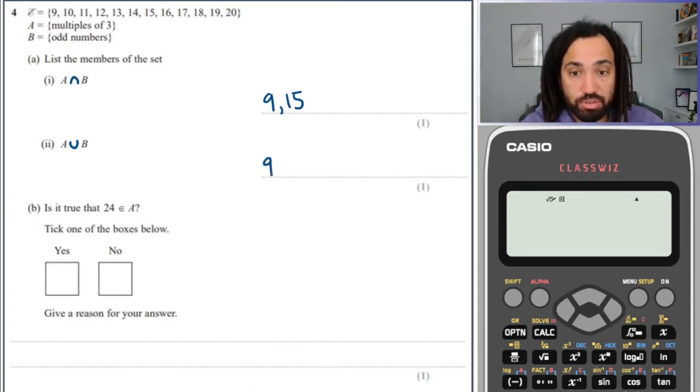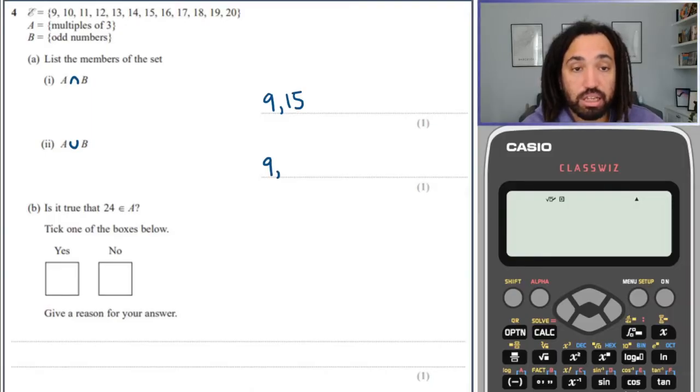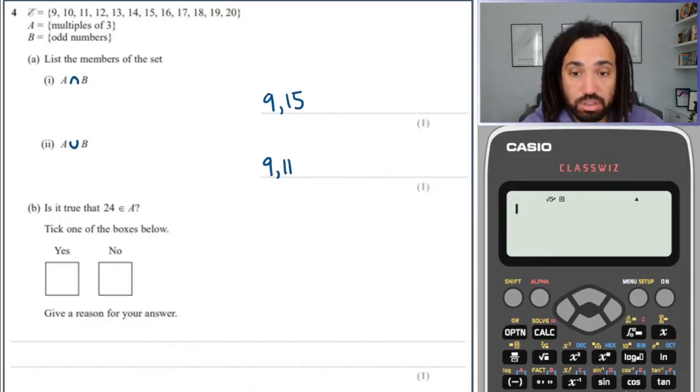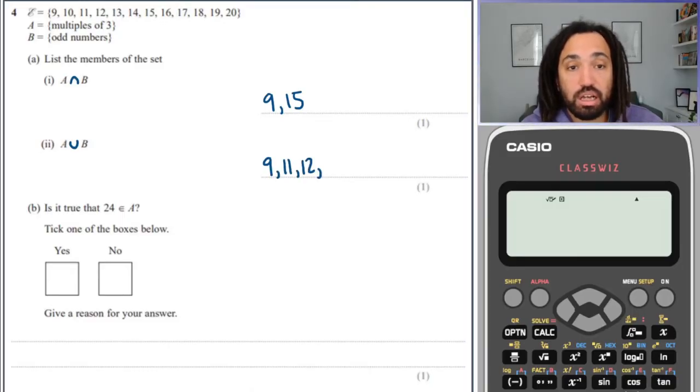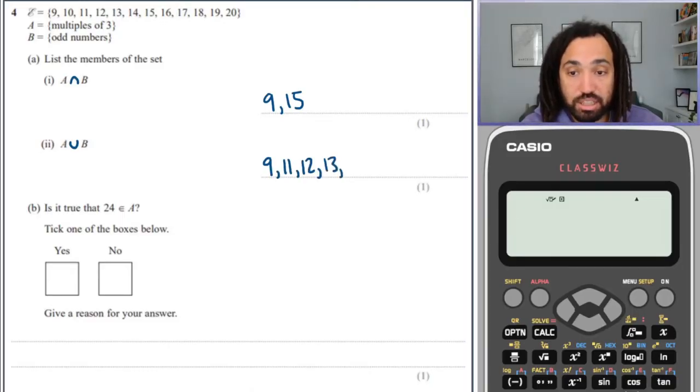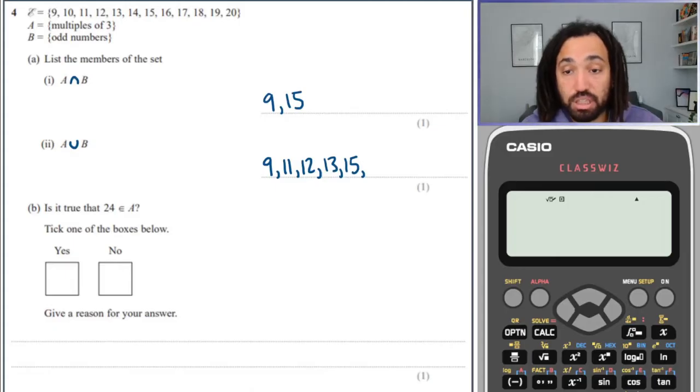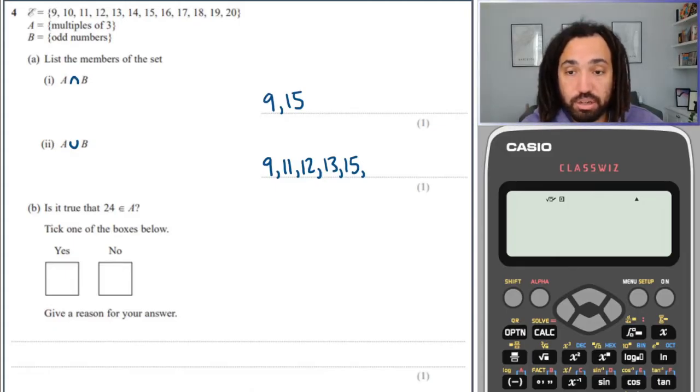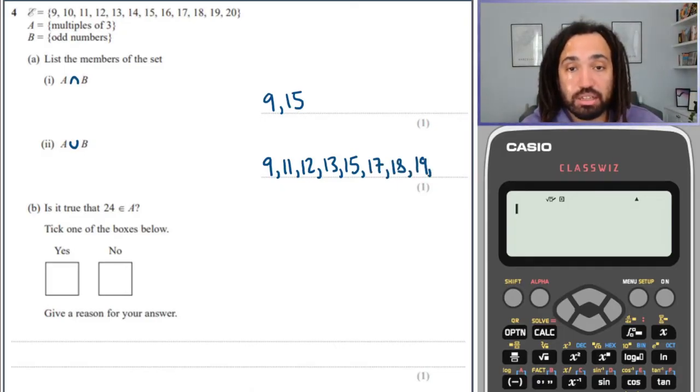9 is a multiple of 3, so that's in. 10 is neither. 11 is odd, so that's in. 12 is a multiple of 3, so that's in. 13 is odd, so that's in. 14 is not anything. 15 is a multiple of 3, so that's in, and it's odd. 16, no. 17 is odd. 18 is a multiple of 3. 19 is odd. And 20 is neither, so it's just those right there.